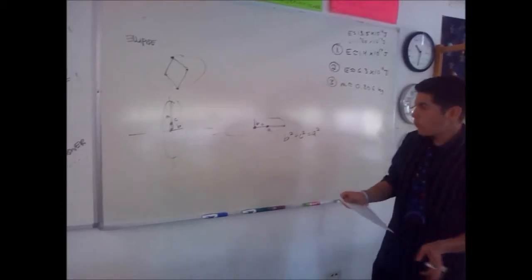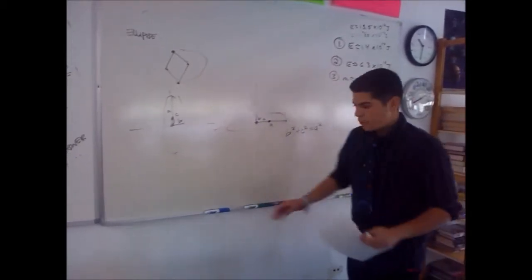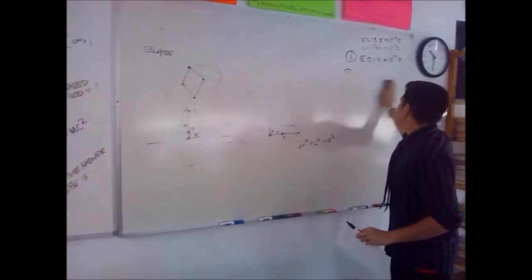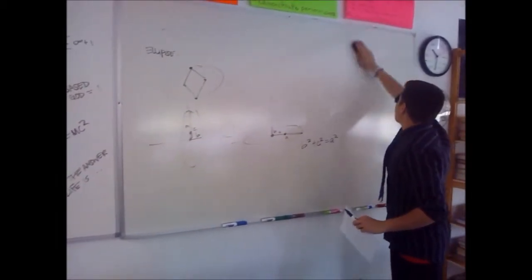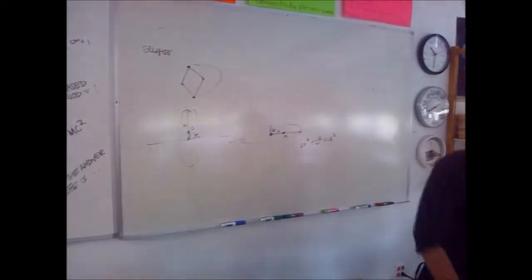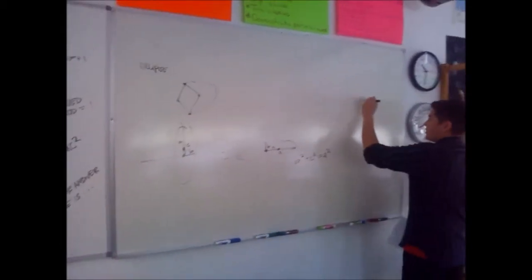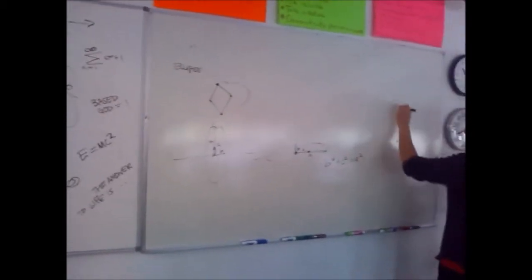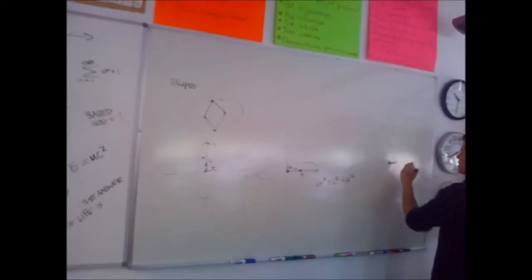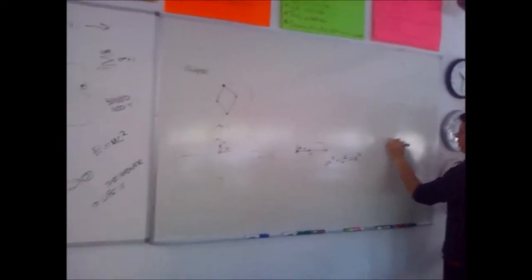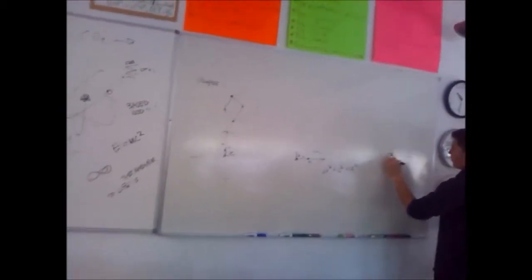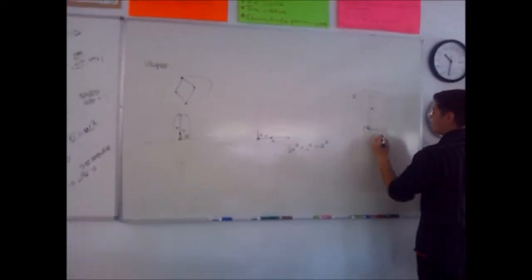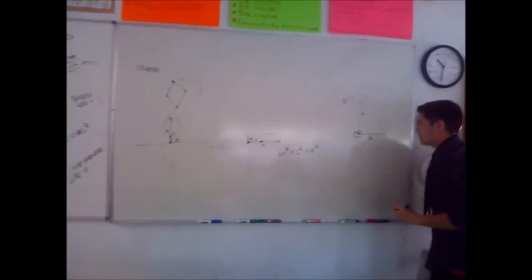Alright, for the sake of this problem, let me erase this. We're looking for the size of the major and minor axis of the Earth's ellipse as it revolves around the sun. So we're looking for what a is and what b is.